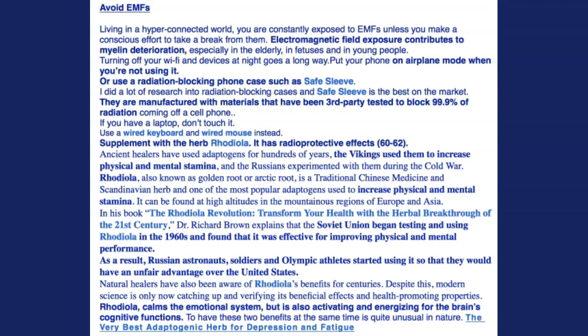Natural healers have also been aware of rhodiola's benefits for centuries. Despite this, modern science is only now catching up and verifying its beneficial effects and health-promoting properties. Rhodiola calms the emotional system, but is also activating and energizing for the brain's cognitive functions, and it therefore is also a nootropic. To have these two benefits at the same time is quite unusual in nature. The very best adaptogenic herb for depression and fatigue. Good to know, right?